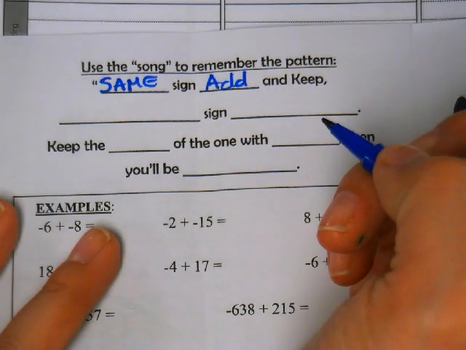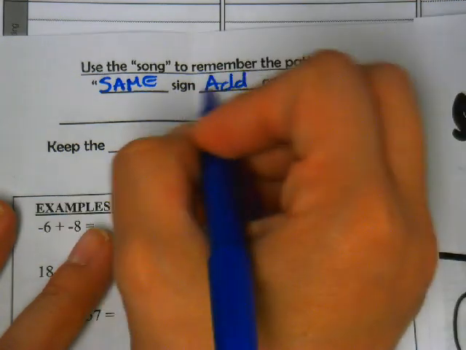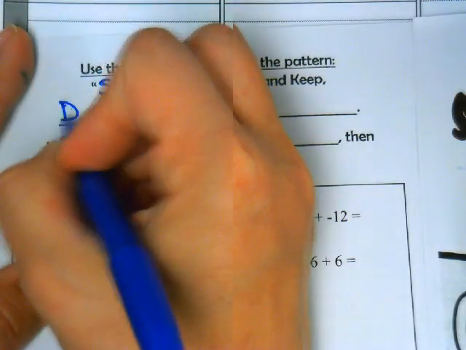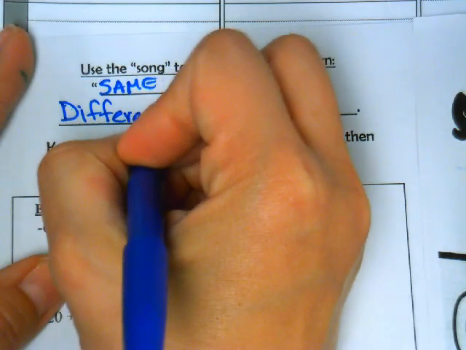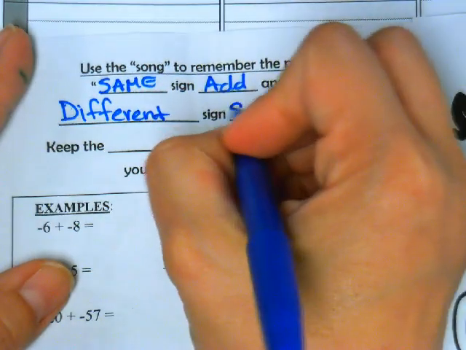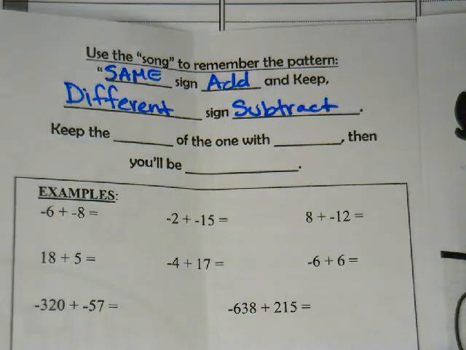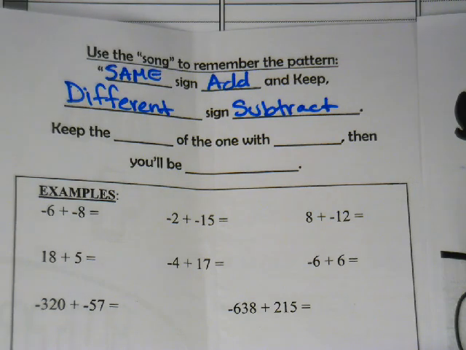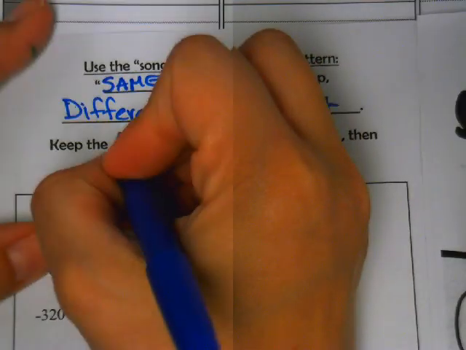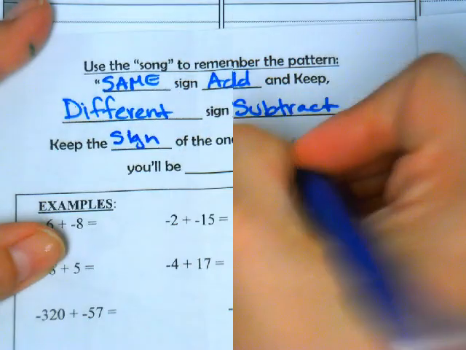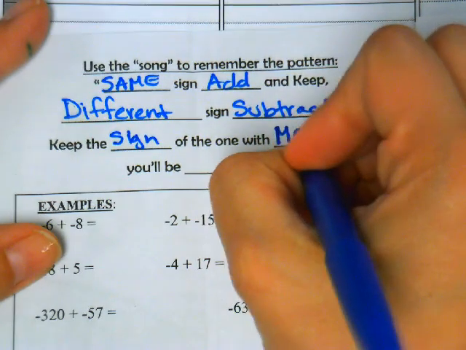All right, Giovanni, let's do the first part. Same sign, add and keep. Different sign, subtract. Keep the same number. Keep the one with the most, then you'll be exact. Keep the sign of the one with more or most. Don't say bigger.